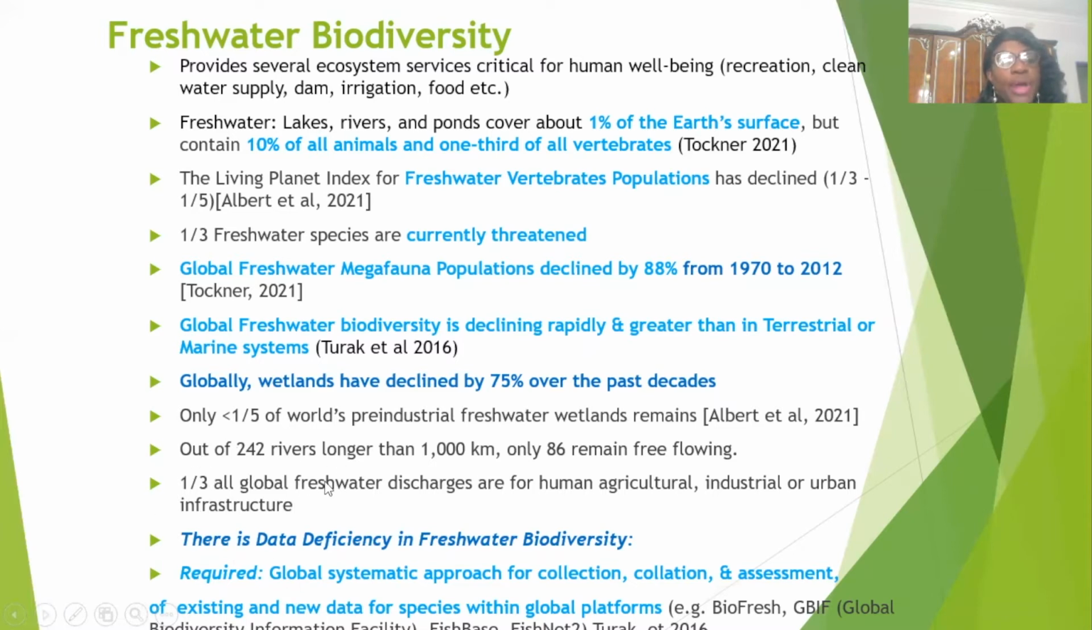Global freshwater megafauna population declined by 88% from 1970 to 2012. Global freshwater biodiversity is declining rapidly, and faster than in terrestrial and marine systems. Globally, wetlands have declined by 75% over the past decades. There's data deficiency in freshwater biodiversity. So what is required is a global systematic approach for collection, collation, and assessment of existing and new data for species within global platforms, like the Global Biodiversity Information Facility, FishNet, and others.